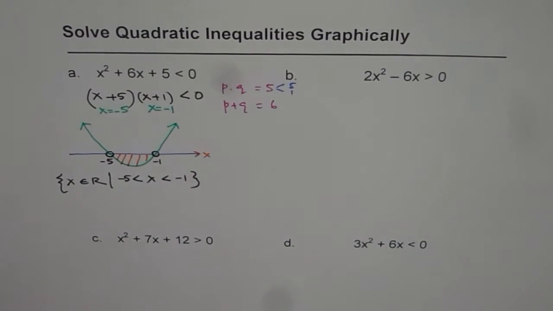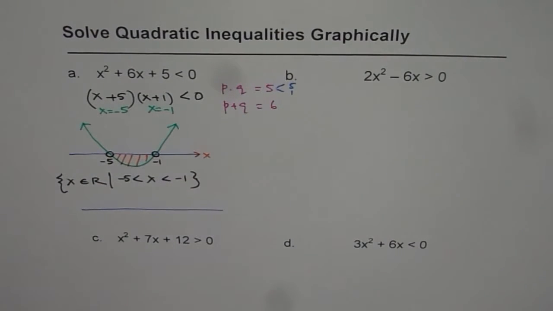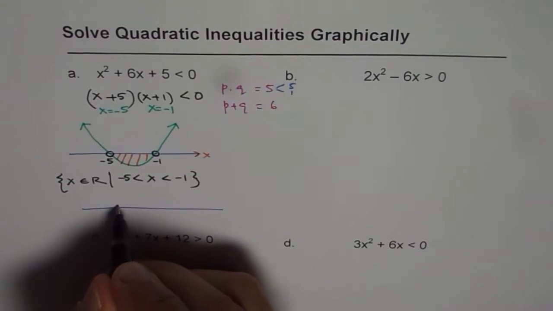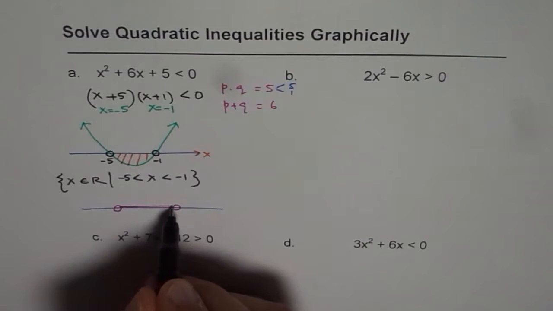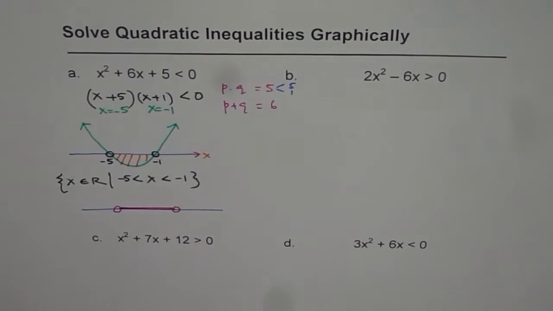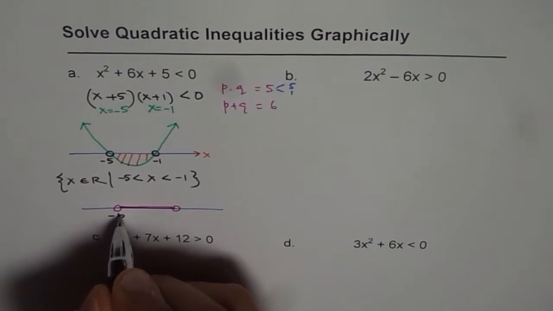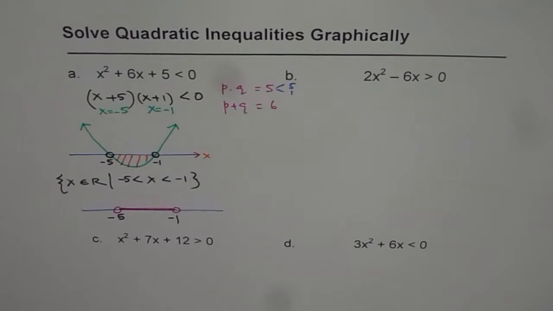And we can also represent this solution on a number line. Let's do that also, right? Let's say this is a number line, and on a number line we'll mark these 2 points, which are minus 5 and minus 1, not including them. So these are the holes, right? And everything in between is a part of solution. So that is the solution on a number line, correct? So this is how we can write down the solution for the inequality which we just solved using graph.